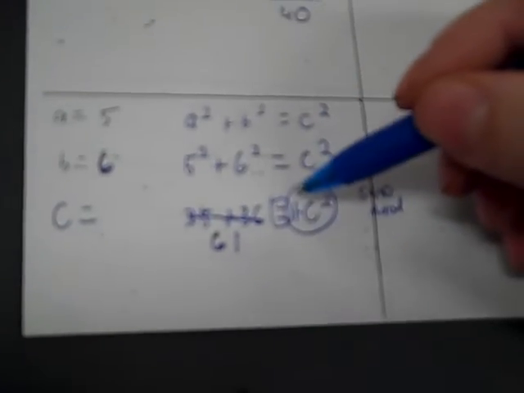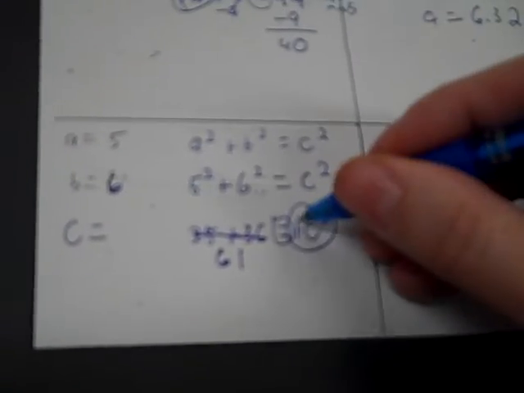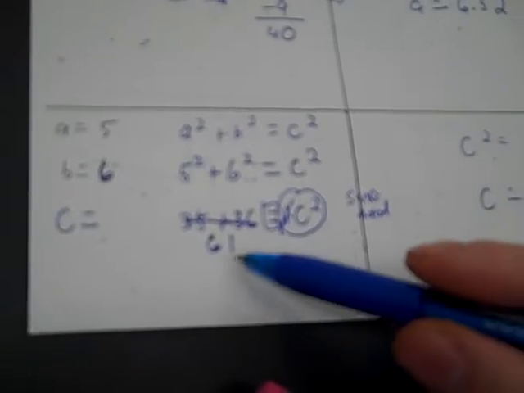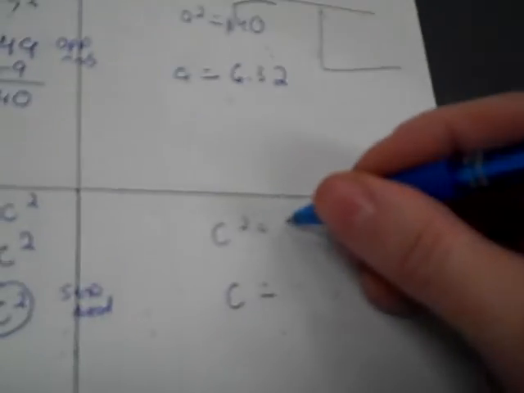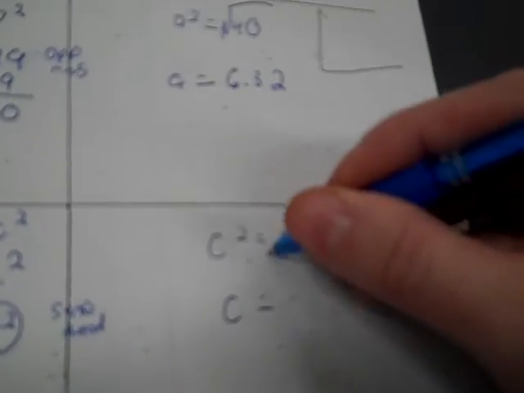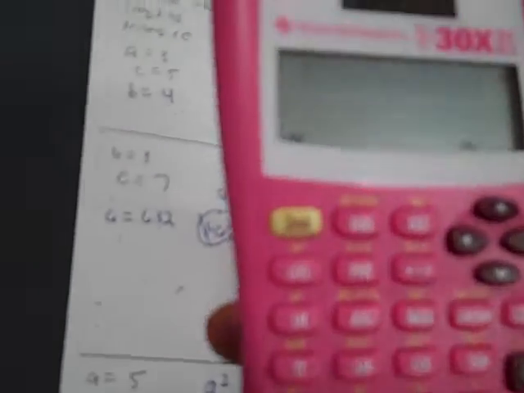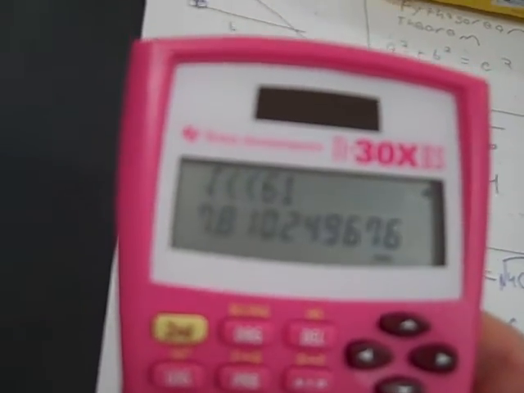So 61 equals 1 times C to the second. Well, if it's 1, I have it, and I just put 61. Then I find the square root of 61. Second, fourth key up, 7.81. So there is your C, and you're just going to put that. Remember, your C should be the longest every time.